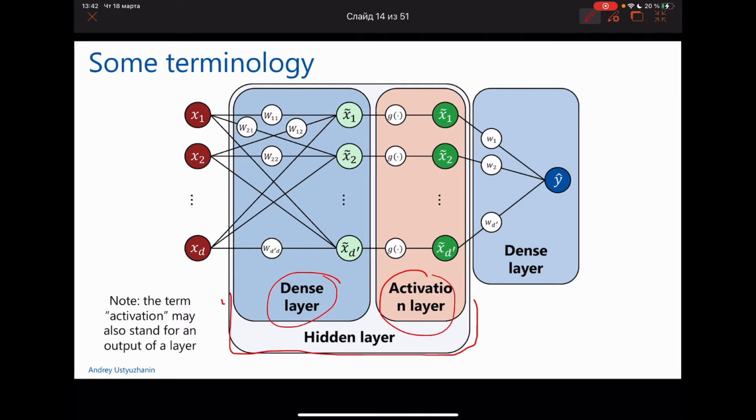And this actually gives us some flexibility in the description of the higher complexity models. So we can decompose those into not individual neurons, weights, features, but into layers, which is a little bit more compact representation.